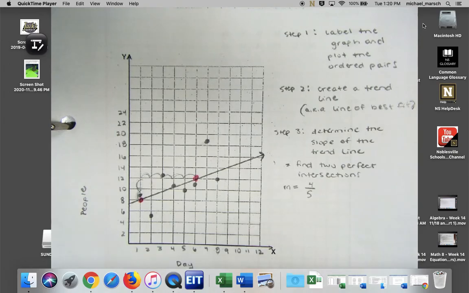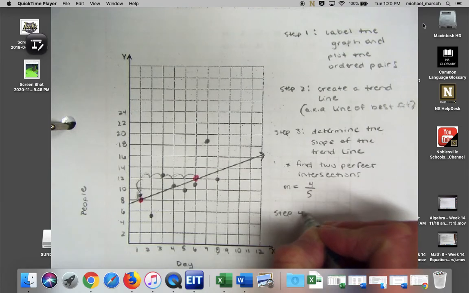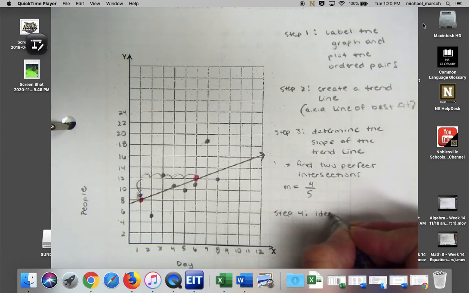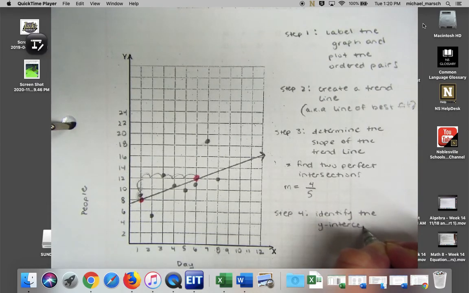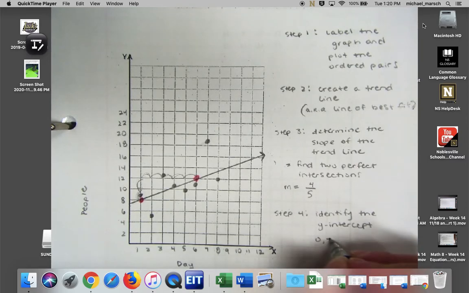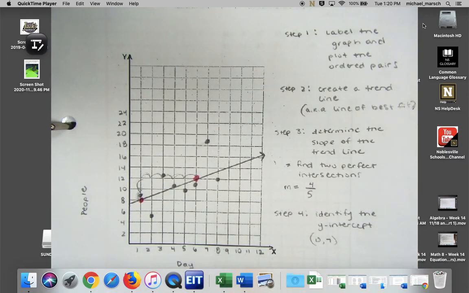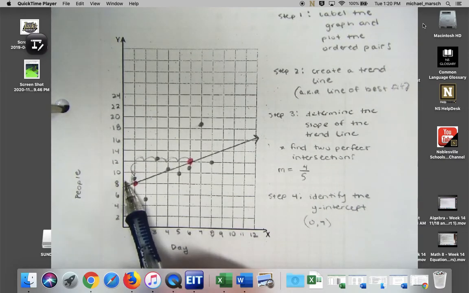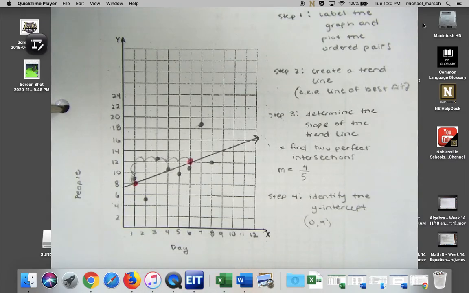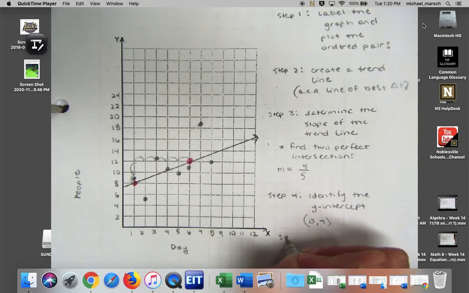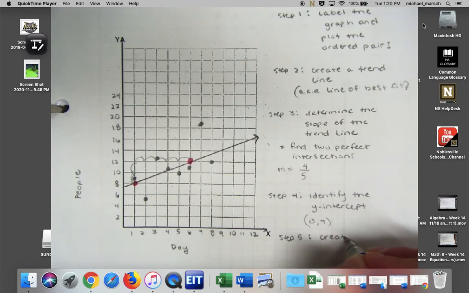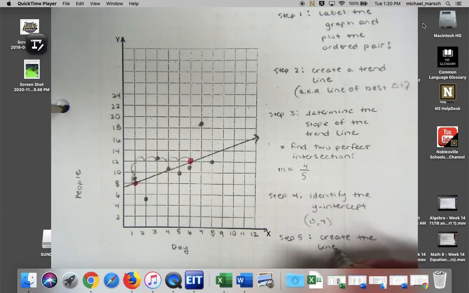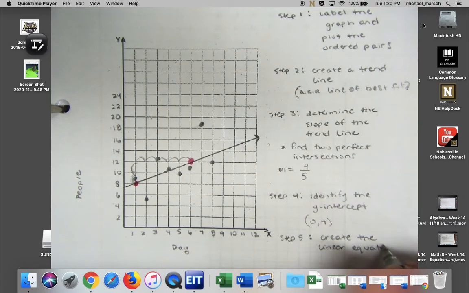And then the next step is to identify the y-intercept. So I'm going to use 0, 7 because that's where it's closest to. Yours might be closer to 6, it might be closer to 8, maybe it's all the way down at 5. Whatever you have, use that. My y-intercept is 0, 7.